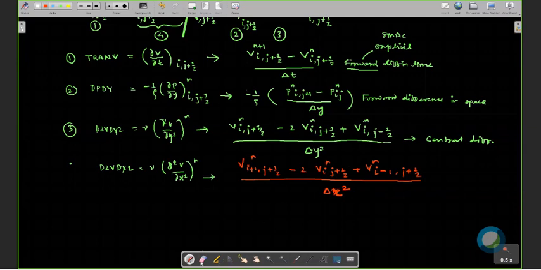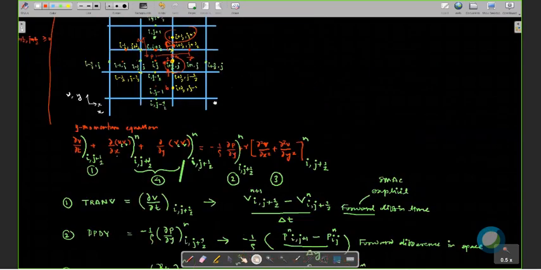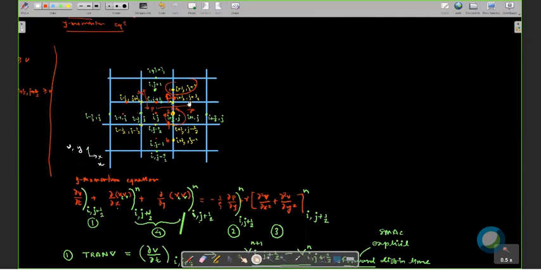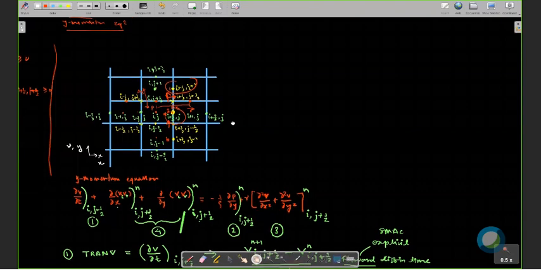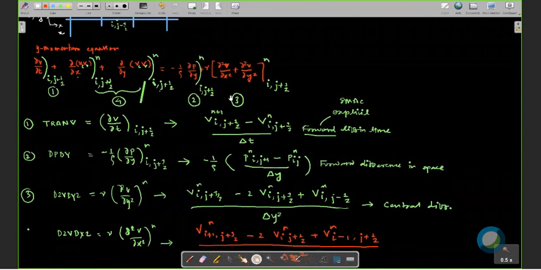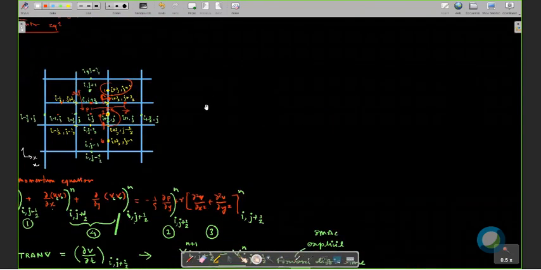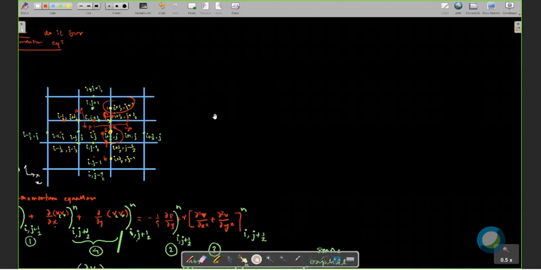So while considering the x direction, you have to see the x direction values for those velocities which are at face center. Okay, 1, 2, 3. For y, this 1, this 2, and this 3 is taken. So this is how the third term is done. And let us focus on the fourth term.